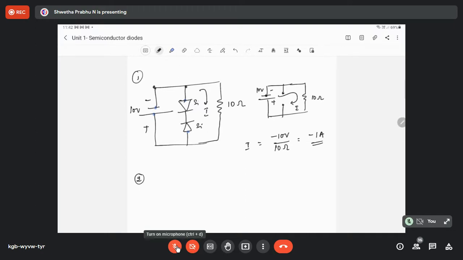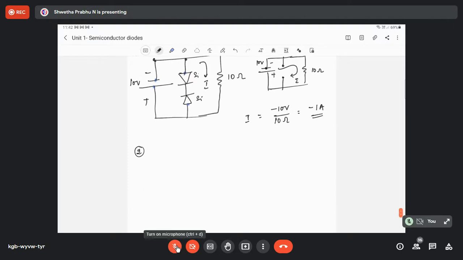Ma'am, if both the diodes are forward biased, will any current flow through the resistor? Yes, it will flow obviously. But how much? We will consider the forward biased diode and we will solve. We'll take a few more numericals of that kind. Next, I'll take those type of circuits. Next question, make a note of this.